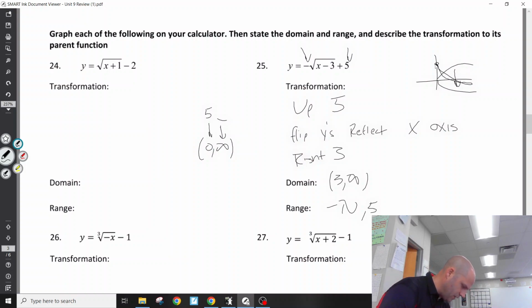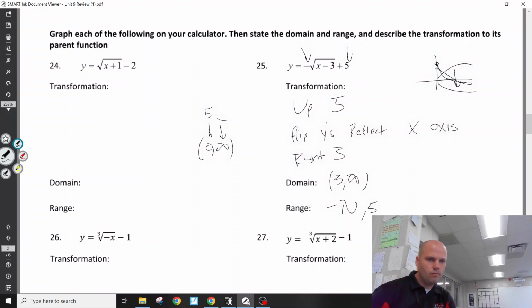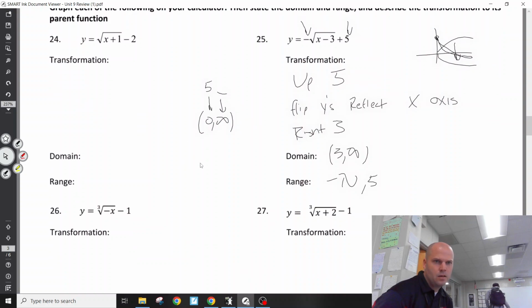Is it unit 7 or unit 8? Okay, this one would be left 1, down 2. Domain would be negative 1 to infinity. The range would be negative 2 to infinity.